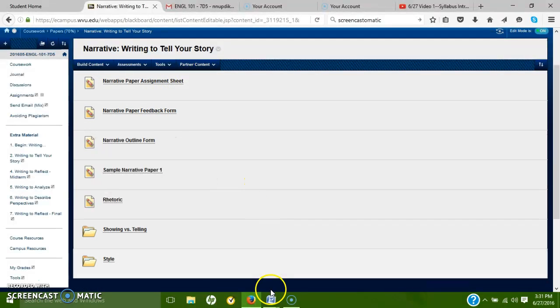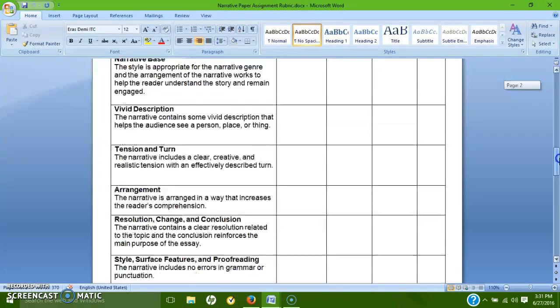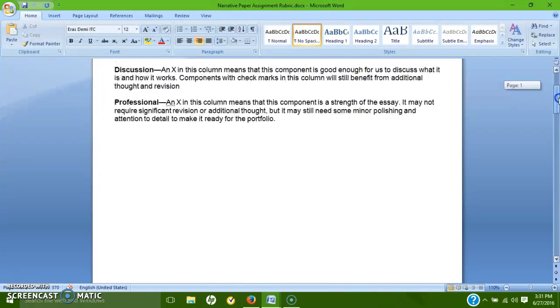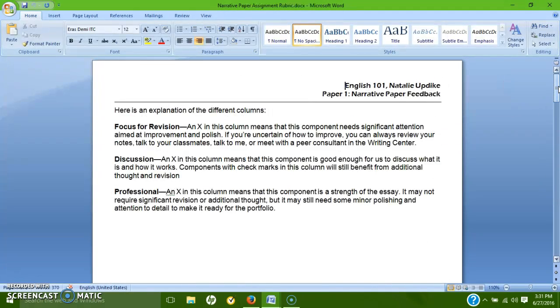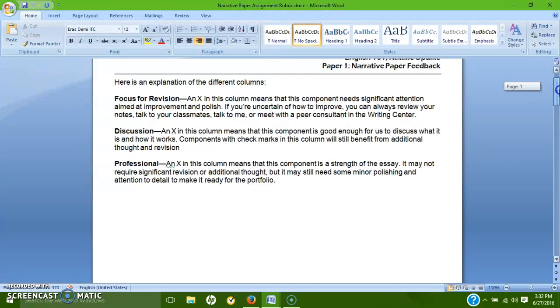The feedback form. This is the rubric. Okay. So the rubric is roughly 3 pages. This is exactly what I will return to you after this weekend. Actually, I'll get all your papers Friday at 11:59 p.m. and then this weekend I will start going through them and I will fill out this form and then email it back to you individually.